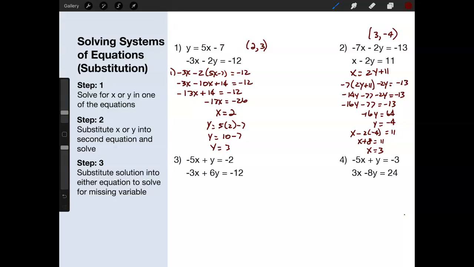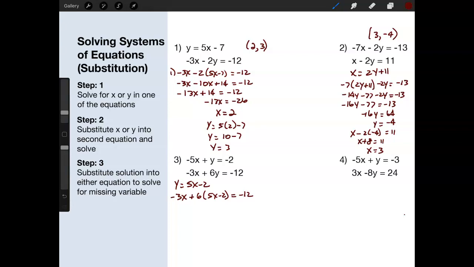Example number 3, we have negative 5x plus y equals negative 2, and negative 3x plus 6y equals negative 12. It would be easiest in this situation to solve for y in the first equation by adding 5x to both sides, and we would have y is equal to 5x minus 2. We can now substitute this into the second equation. We have negative 3x plus 6y. We now know that y is equal to 5x minus 2, and that is equal to negative 12.